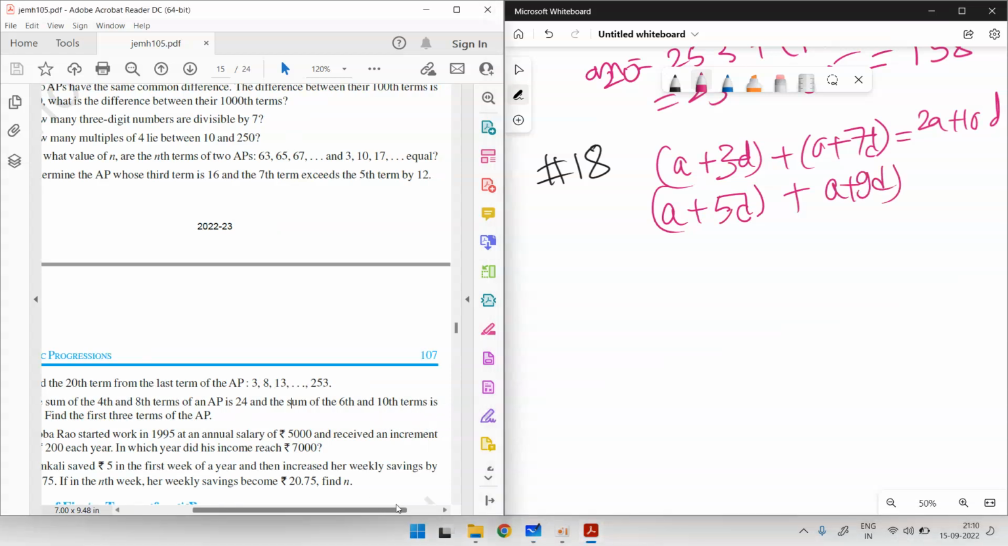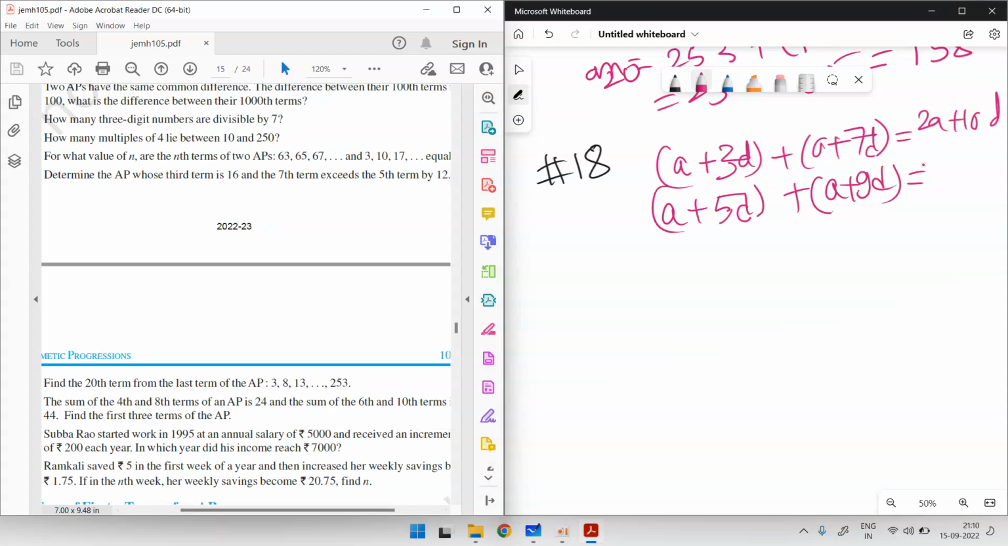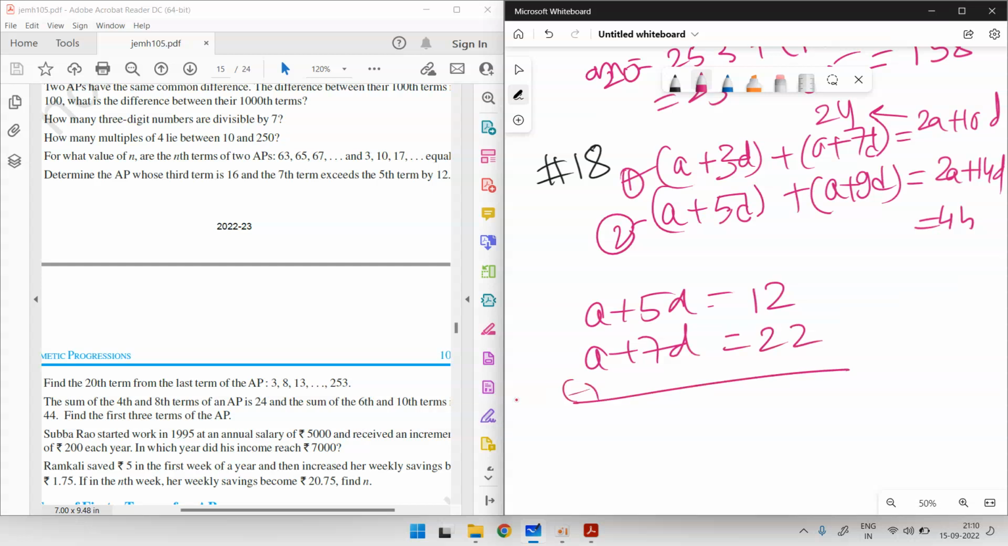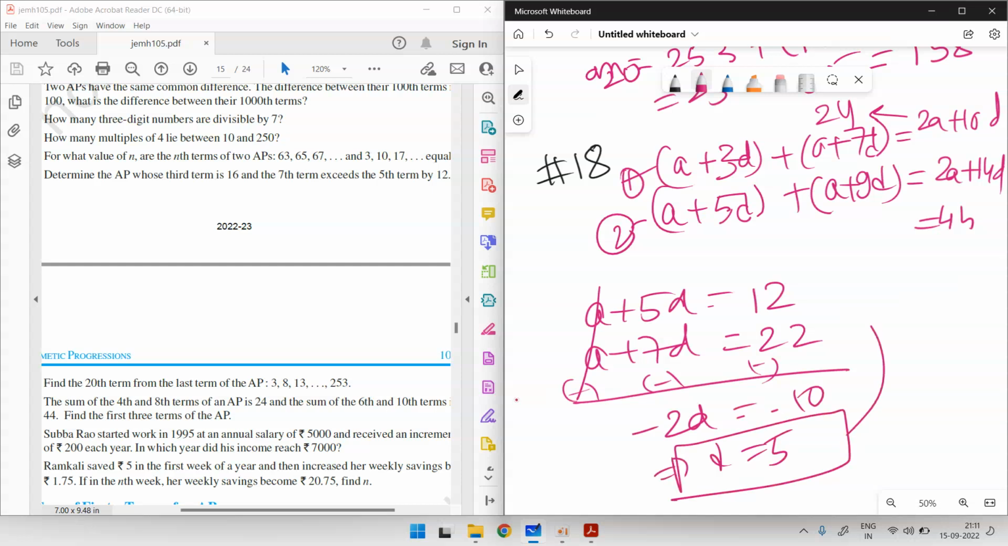This equals 44, so this is 2a plus 14d equal to 44, and this is given as 24. Dividing by 2, this will become a plus 5d equal to 12, and a plus 7d equal to 22. We subtract these two, so the a terms get cancelled, minus 2d equals minus 10, which implies that d is equal to 5. If you substitute this value of d here, a plus 25 equals 12.